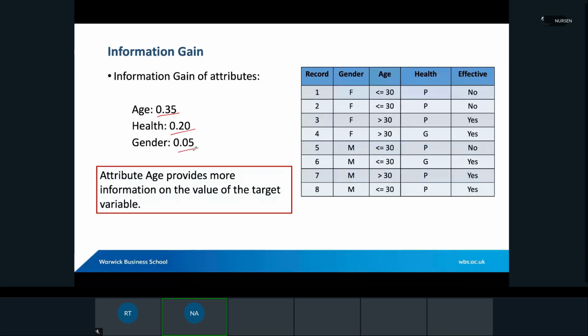So what does it tell us? Age provides the highest information about the target variable, which is whether the medicine would be effective or not. Then past health history, whether the patient has good health or poor health. Knowing this can help us predict the outcome much better than knowing the gender. So if you order these features, age is more informative, then we have health, then we have gender.